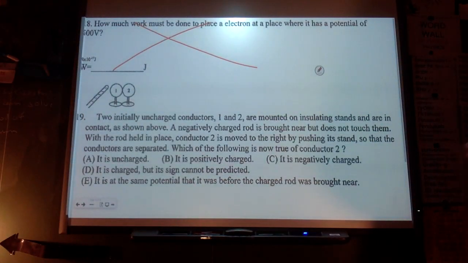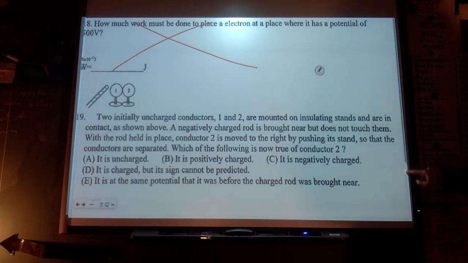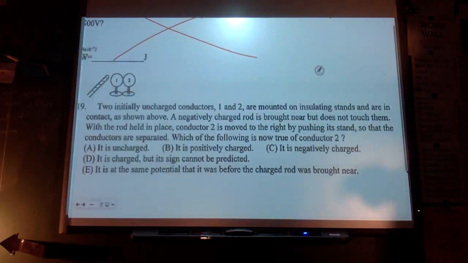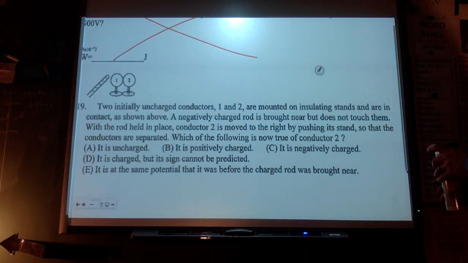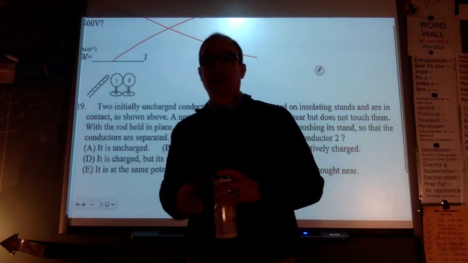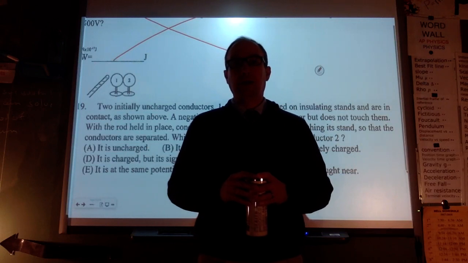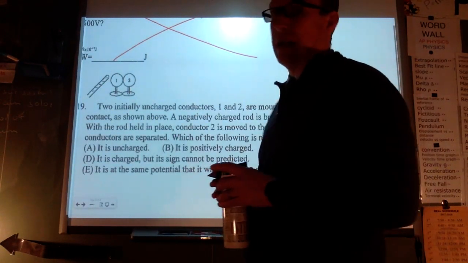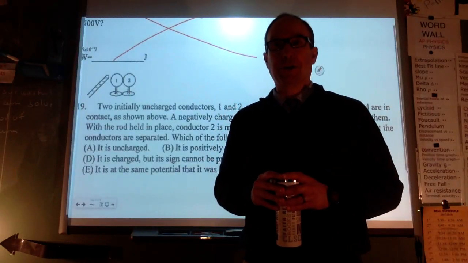So 2 initially uncharged conductors, 1 and 2, are mounted on insulating stands and are in contact as shown above. A negatively charged rod is brought near but does not touch them. With the rod held in place, conductor 2 is moved to the right by pushing its stand so that the conductors are separated. Which of the following is now true of conductor 2? So since these are conductors, the charge can move freely. And so what's going to happen is polarization. So each one of them has the same amount of positive and negative charges to start with.